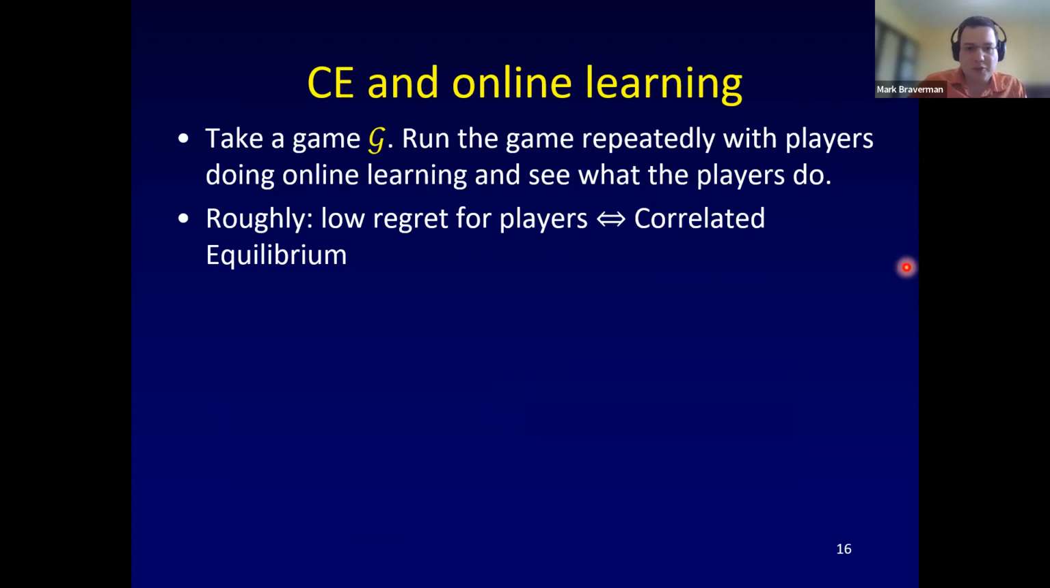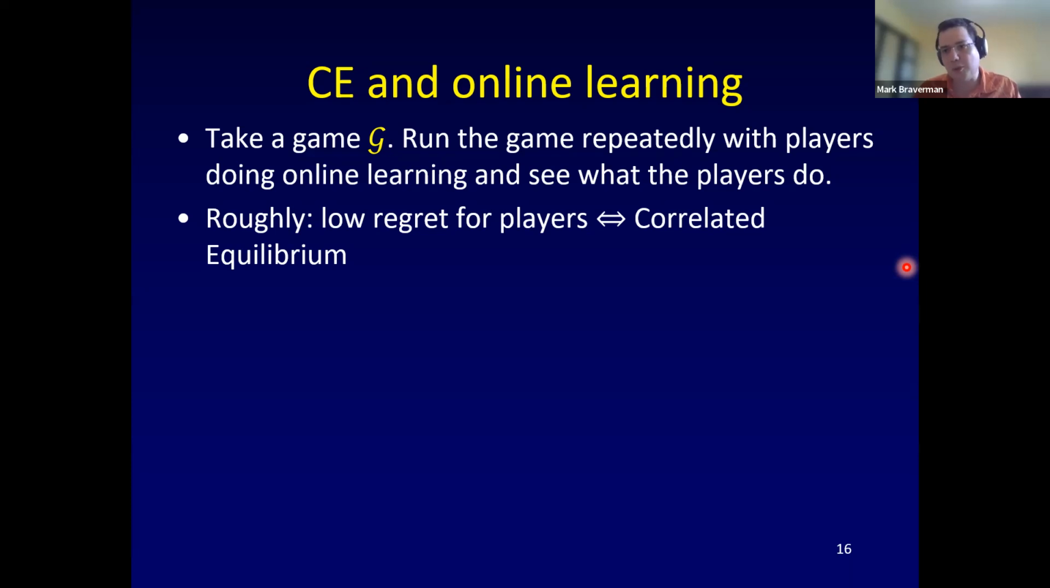Another important connection that corresponds to correlated equilibrium is through online learning. If you never saw game theory, but you were approaching this completely from the algorithmic direction and you were faced with a game, one thing to do is to program some bots that learn how to play.